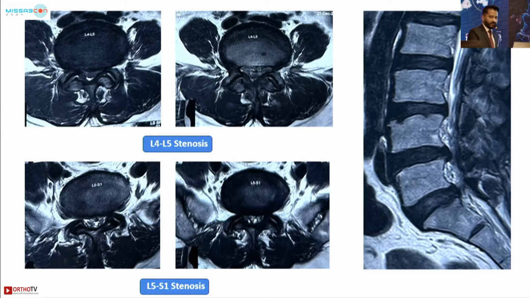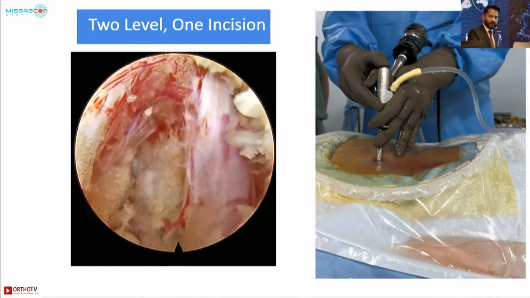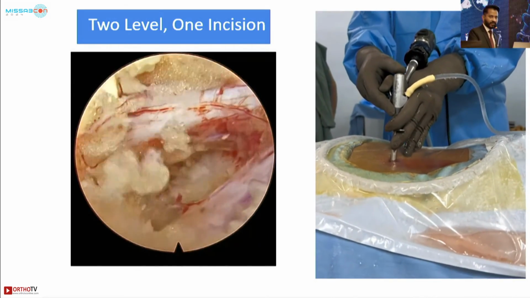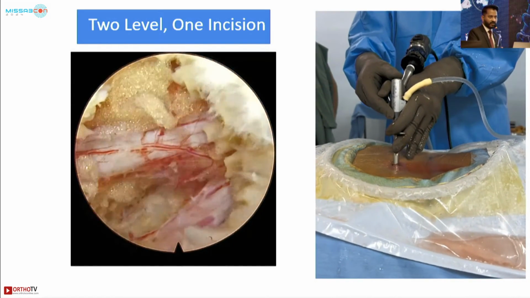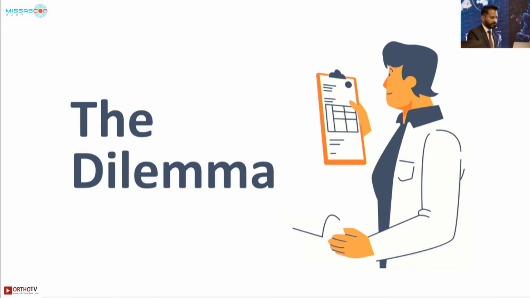So this is the case where there was stenosis at two levels, L4-L5 as well as the L5-S1 level. So is it possible to do two-level decompression from the same incision? Yes, it is very well possible. So I did stenosis decompression at L5-S1 and L4-L5 level with the same incision. The only prerequisite in such cases is having lordosis. If you don't have a lordosis, it becomes difficult to maneuver your scope inferiorly or superiorly.